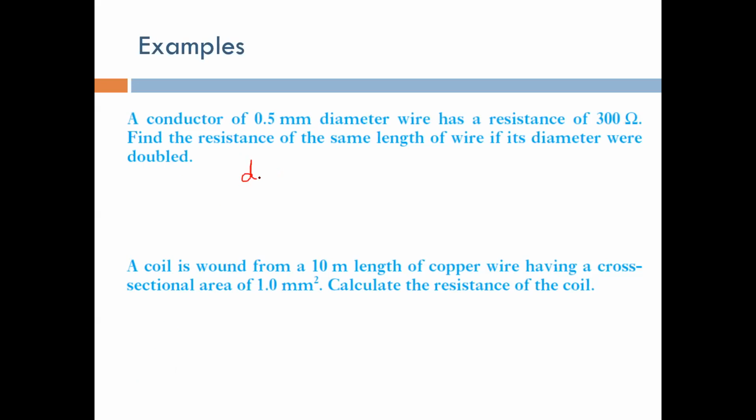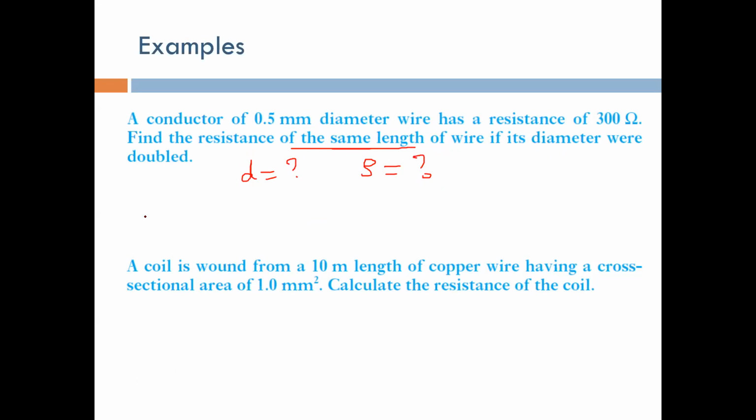Basically, we don't have the area, D is not known. And you don't have the resistivity either, it's not known. But actually, you're comparing two different situations where in both of them you have the same length of wire, and the diameter between them was doubled.